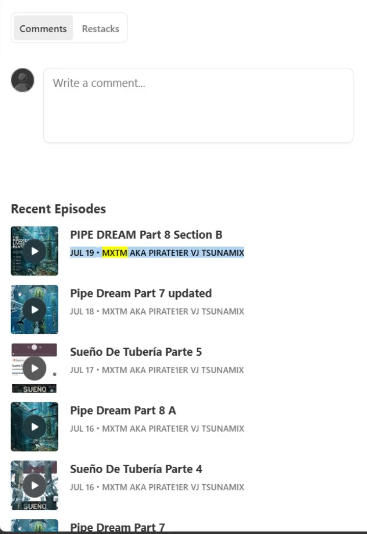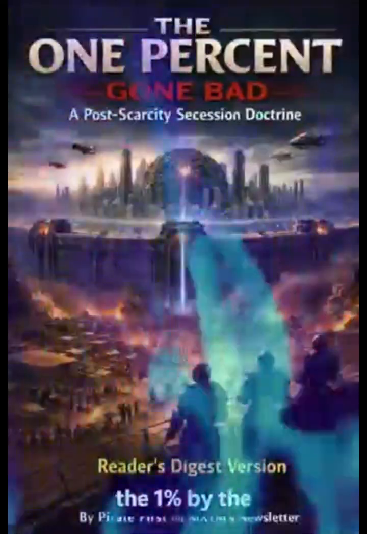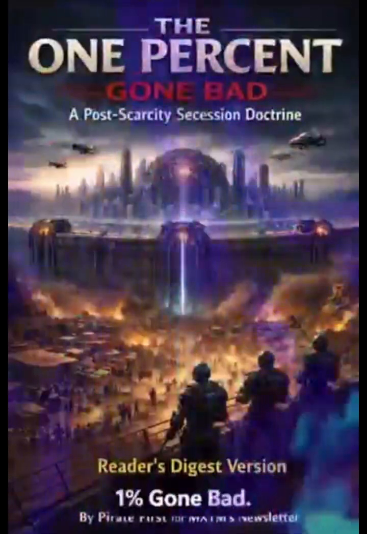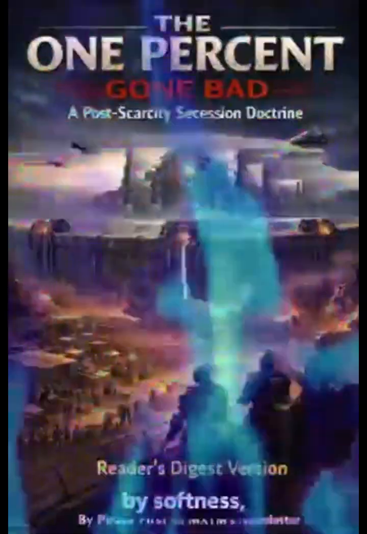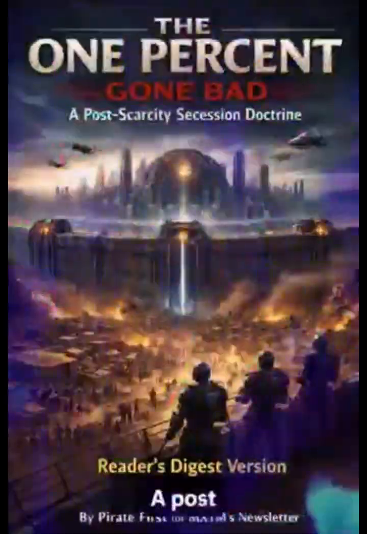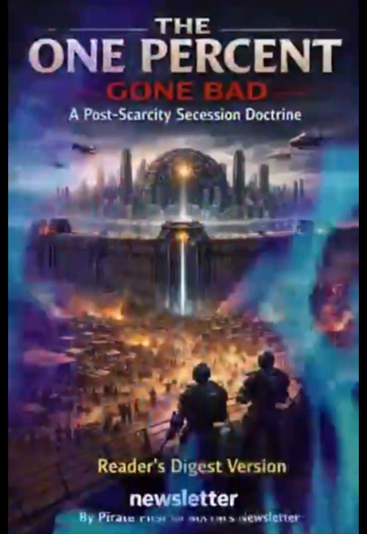July 19th, MXDM, aka Pirate 1, VJ Cinemia. This is a Reader's Digest version of the hard antithesis of the 1% by the same author, from the same source, entitled The 1% Gone Bad. Not corruption by softness, but capture by force. Not transition, secession of the powerful. A post-scarcity secession doctrine, by Pirate First for MXTM's newsletter.